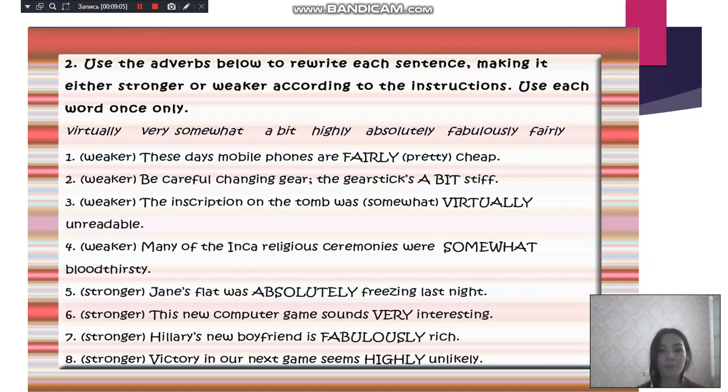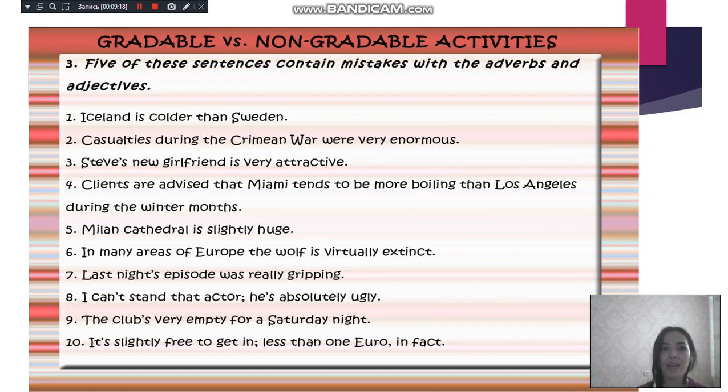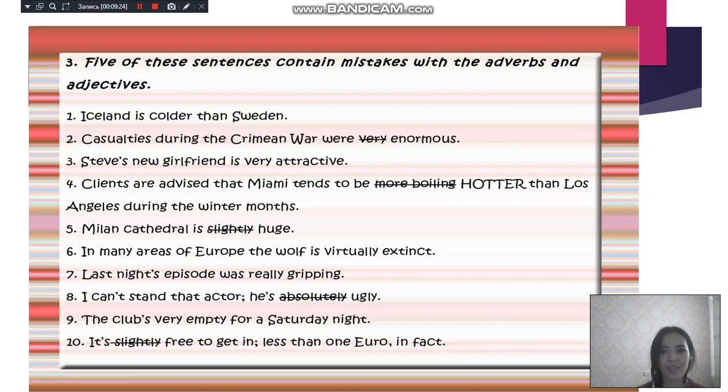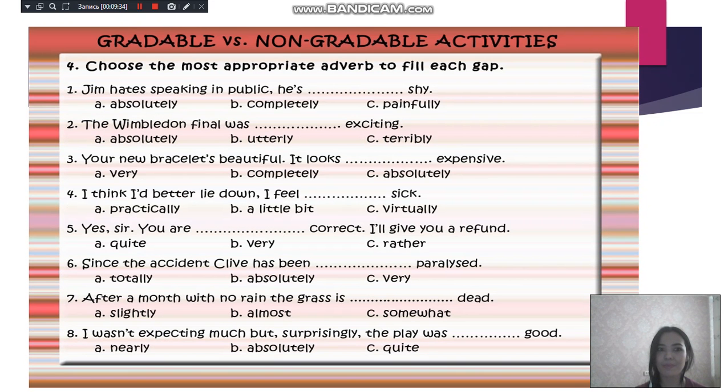This new computer game sounds very interesting. Hillary's new boyfriend is fabulously rich. Victory in our next game seems highly unlikely. Now the next task. You have to find five mistakes. As you see in this example, five correct and five wrong answers are given. I hope that you were right.